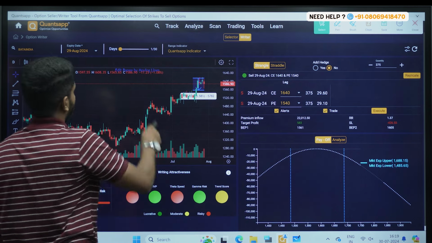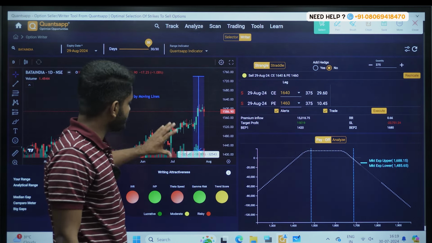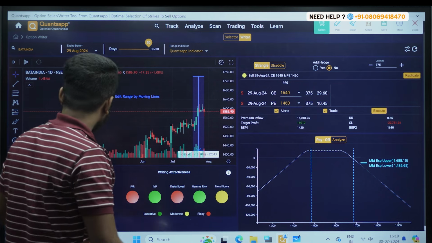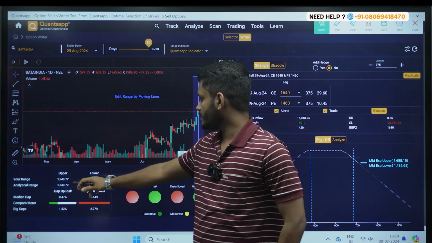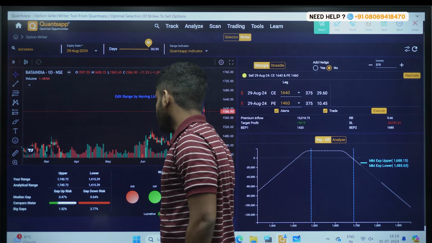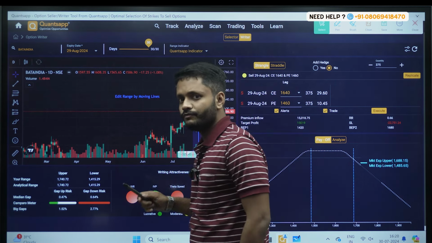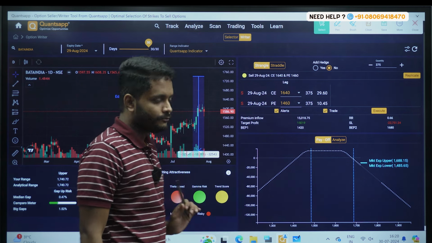Say for example, I am holding it till expiry. Again, it is giving me a range of say 325 points. You can check the range over here: 1740 on the upper side and 1415 on the lower side. Based on this, it will automatically give you which strangle to sell. So again, the same 1640 and 1460.